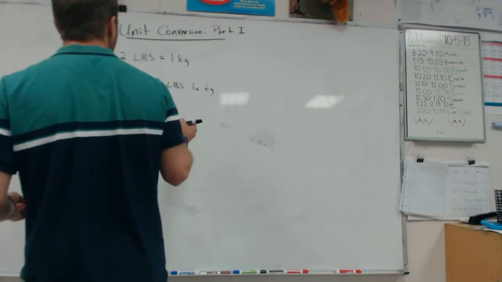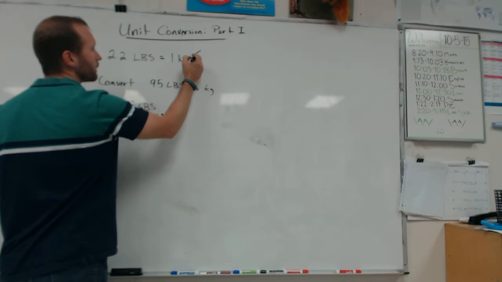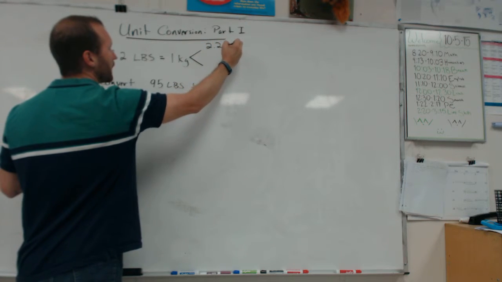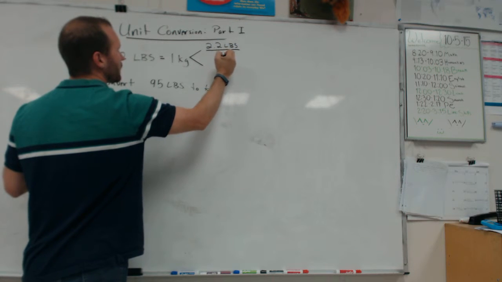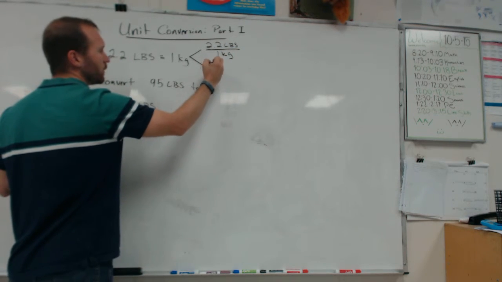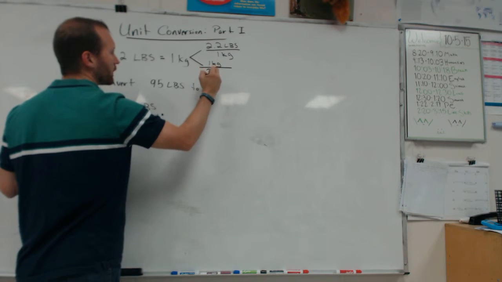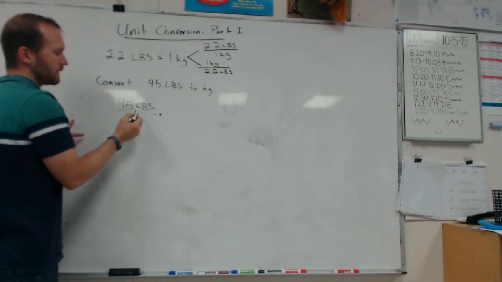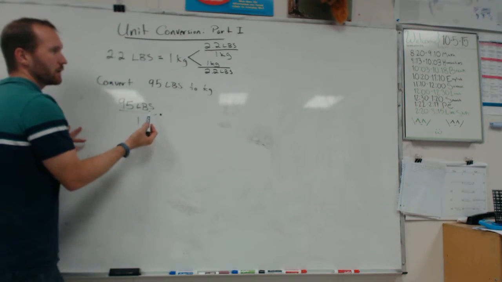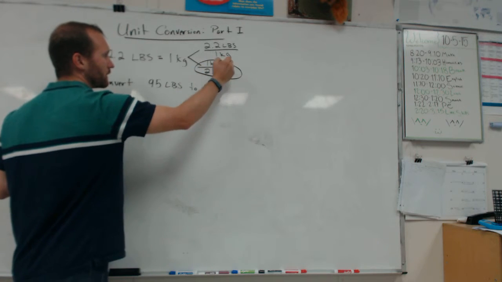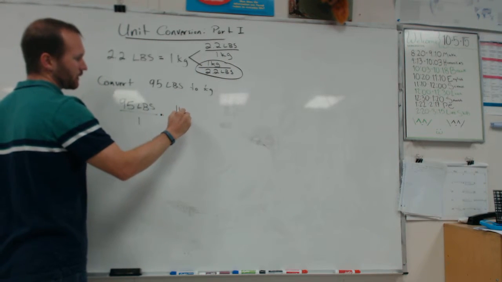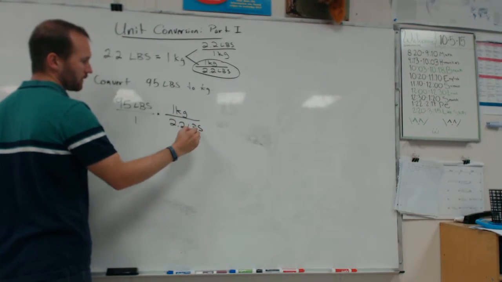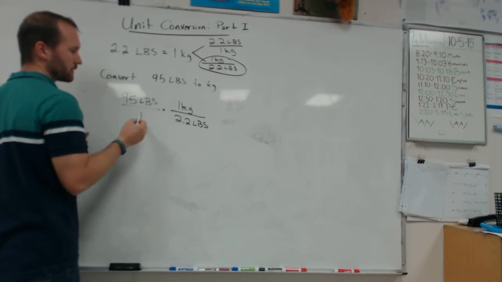Otherwise, if you can't, this is what you should write down. I have two unit multipliers. One is 2.2 pounds over 1 kilogram. The other is 1 kilogram over 2.2 pounds. I have to choose the one of these that will cancel pounds. And so I'm going to choose this one. Now I'm going to write it here and make sure pounds over pounds.